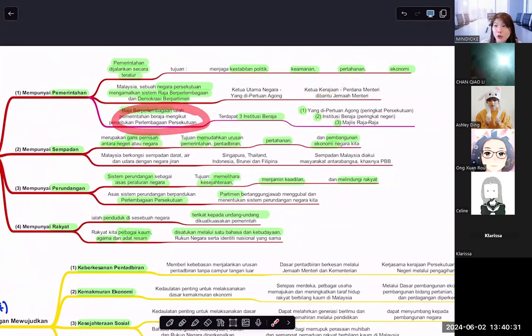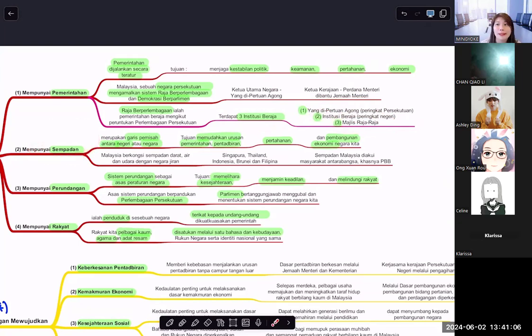And according to our federal constitution, we have kings. According to the constitution, we have 3 kings institutions, namely Yang di-Pertuan Agong, the kings, and the king's council. Yang di-Pertuan Agong is the main one in the government, in the central government. The kings are for the state government. And the king's council is for all the kings together.